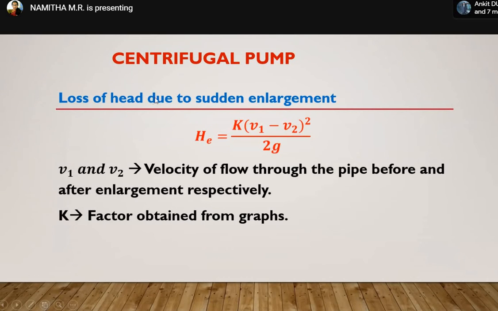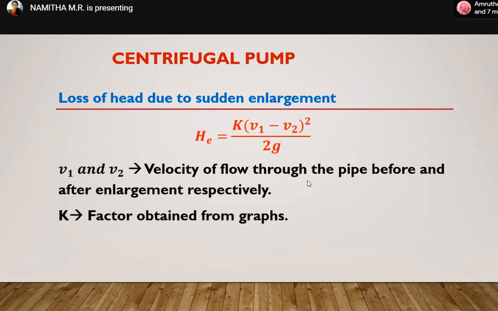Another loss is loss of head due to sudden enlargement. When we are using different diameter pipes for pumping the water from its suction to the delivery, then there may be sudden expansion at some points. Okay, suddenly the diameter of the pipe may change somewhere. In that case, there may be some losses. That loss is accounted as h = K(V1 - V2)²/2g, where V1 and V2 are the velocities of flow through the pipe before and after the enlargement.